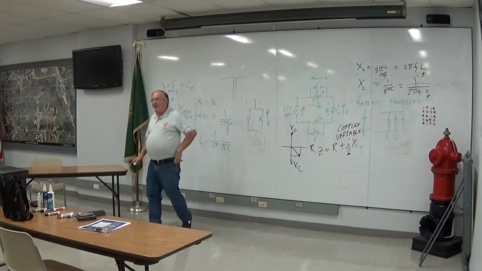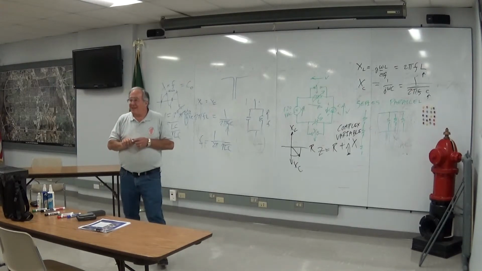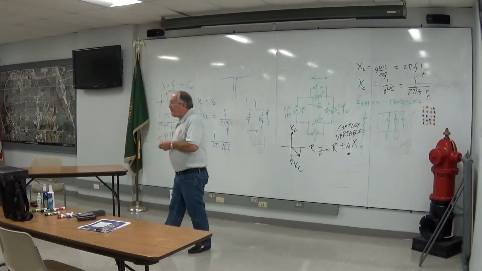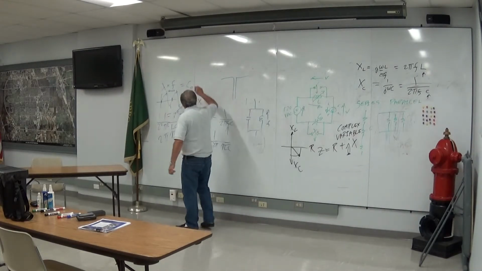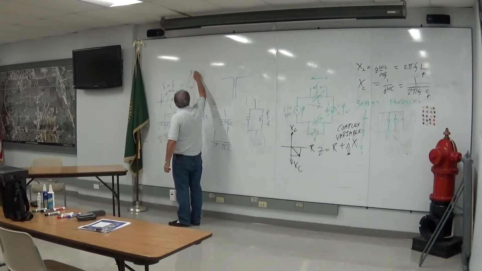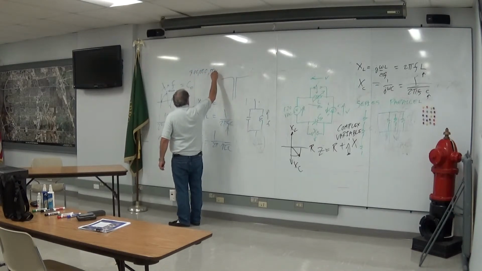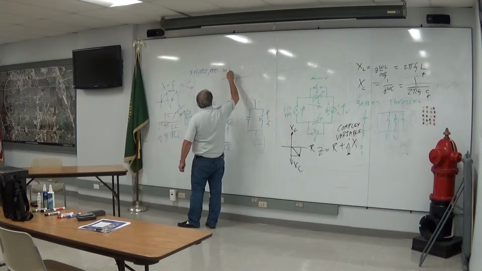What's the speed of light? Anybody know the numbers? 3 times 10 to the 8 meters per second. Yeah, some people say 186,000 miles per second, but in the metric world it's really about 300 million meters per second.